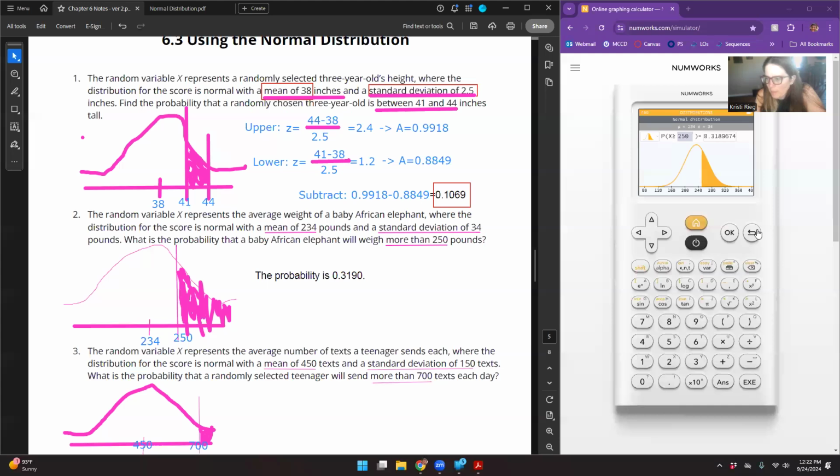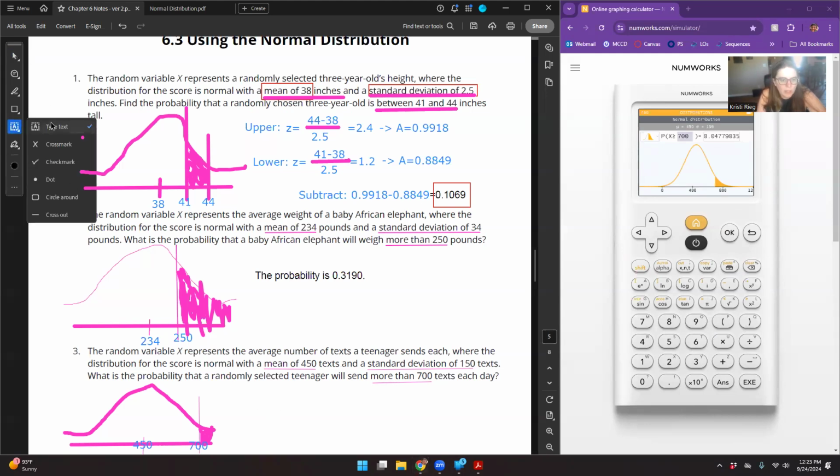I say the mean is 450. The standard deviation is 150. Next. And again, it always defaults to less than. So since I want more than, I'm going to go to the bottom, and I have more than 700. Yikes. Not very many. Look at that. A very small percentage, 4%.